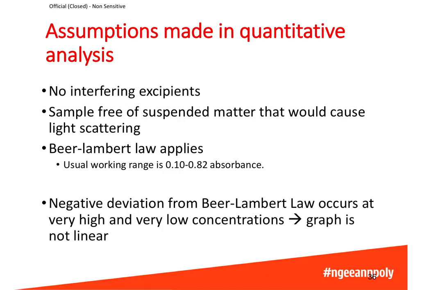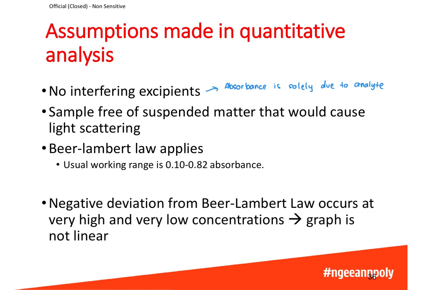In quantitative analysis using UV and visible absorbance, we need to make a few assumptions. First of all, there are no interfering excipients, meaning that any absorbance of the sample is solely due to the analyte. The sample must also be free of any suspended solid matter that would cause light scattering.